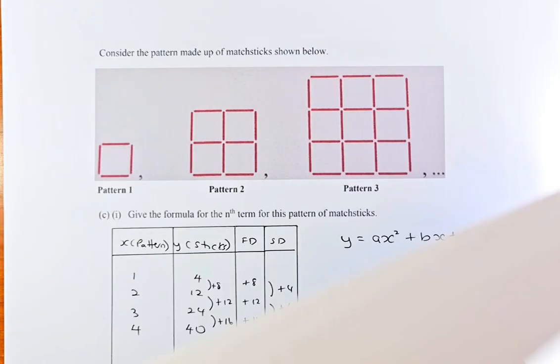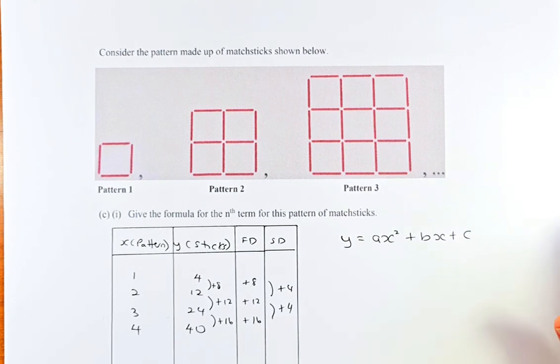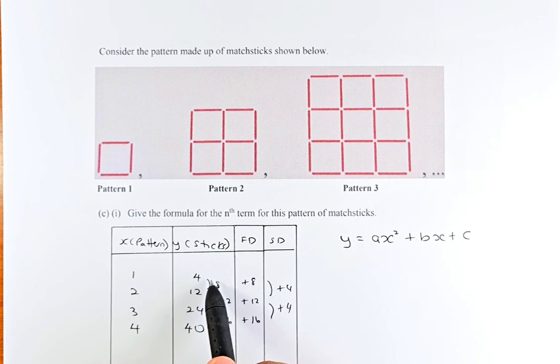Okay, so look at the question. This is a pattern that you have learned, but this time it is a quadratic pattern. Why? I'll explain to you later. Consider the pattern made up of matchsticks shown below. Pattern 1 will be 4 sticks. Pattern 2, if you count, there will be 12. Pattern 3 is going to be 24. And of course, pattern 4, I have not drawn it, it's going to be 40.